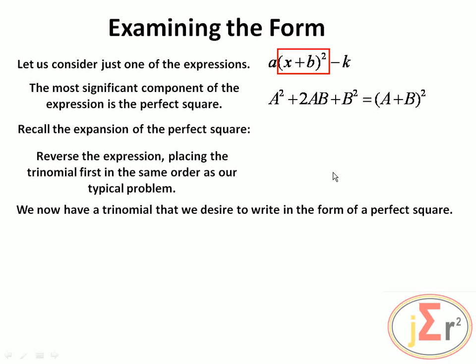Now we're going to take a look at a trinomial that we desire to write in the form of a perfect square. So we have a trinomial here, and we're going to write it in the form of a perfect square, which is somewhat similar to what we have here, because on this side we have a trinomial, and on the right hand side we have a square and a square. So we're going to use this as our guide to see if we can complete the square.